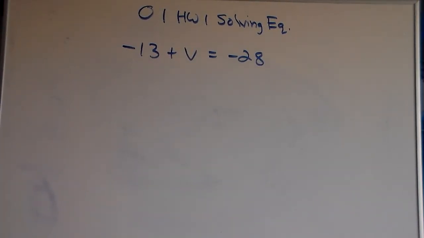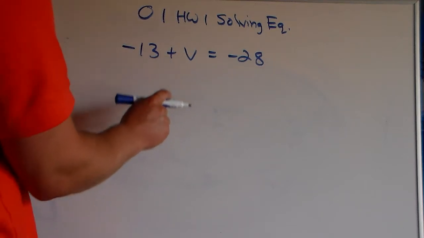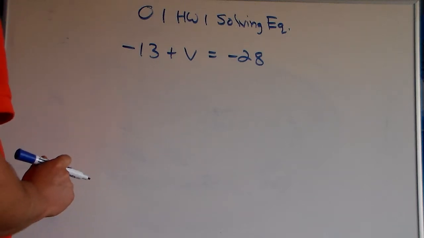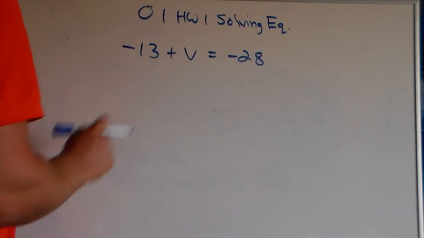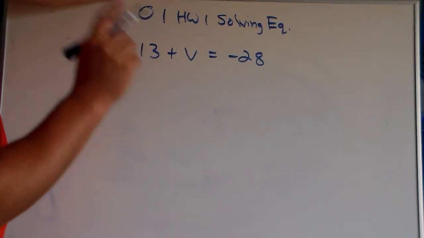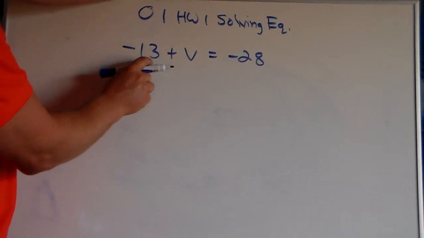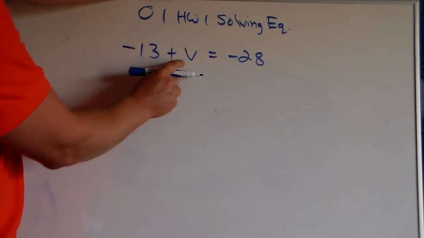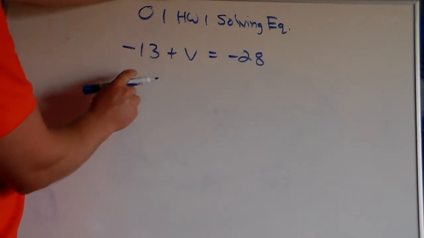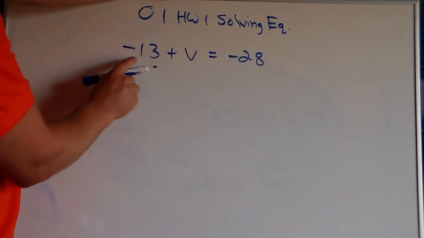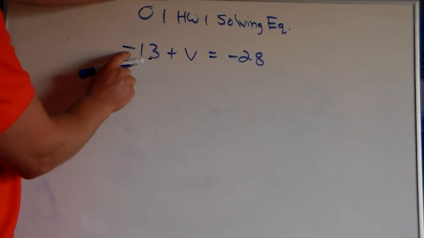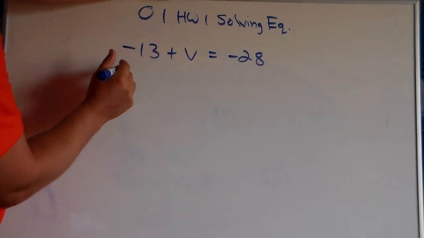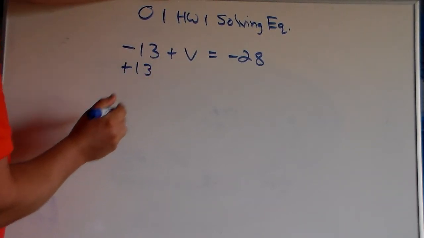Alright, so problem number 7, we have negative 13 plus v equals negative 28. Our goal is to get v all by itself. And we're going to use inverse operations to do it. So now, you have to remember that the sign comes before the number. Those two belong together, the negative and the 13. This plus sign goes with the v. So when we're moving this 13 to the other side, it's negative 13. We have to use this sign and number to move things over. So if this is a negative 13, the inverse operation will be plus 13.